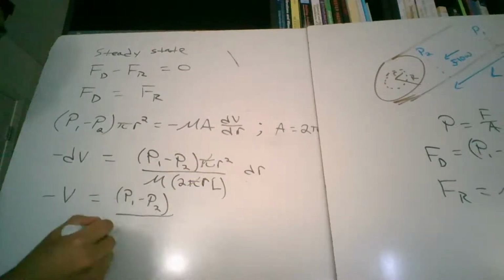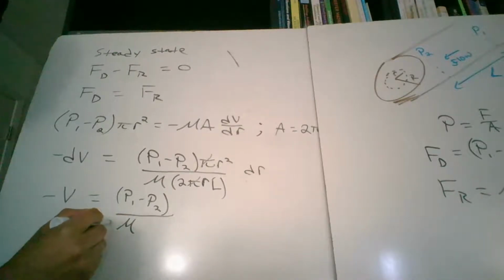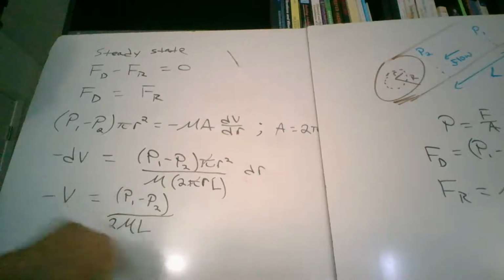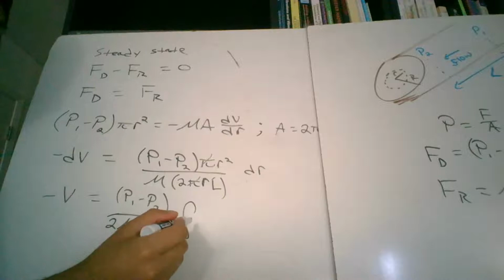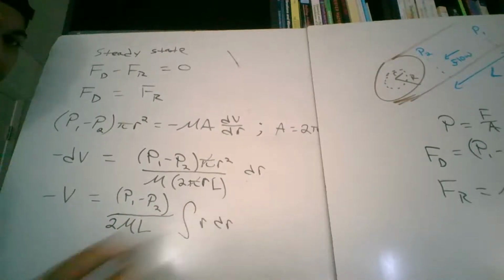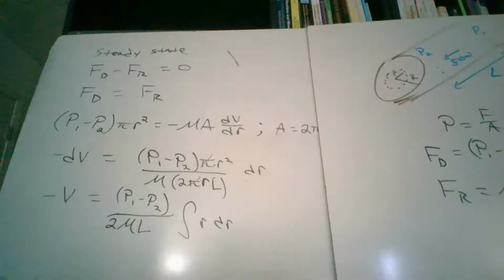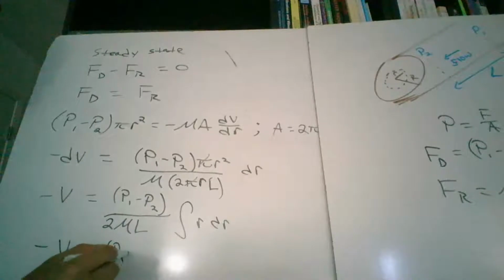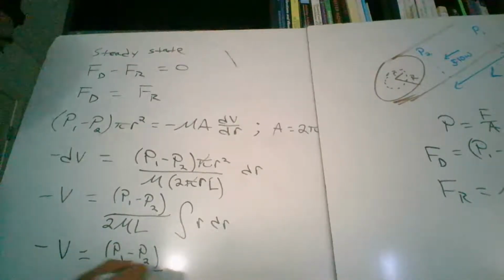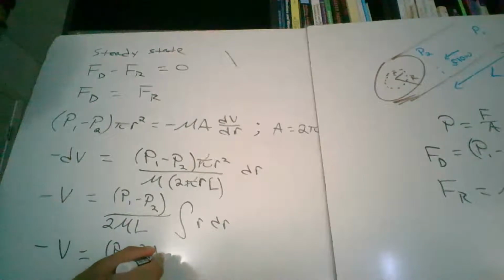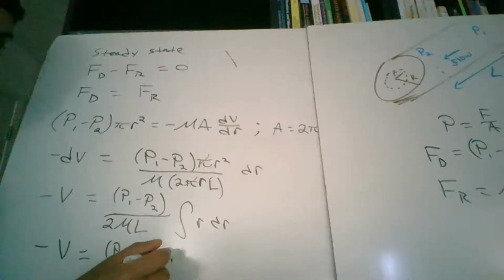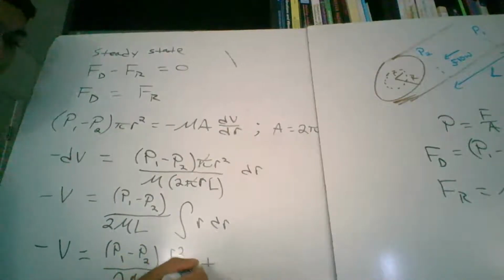And then you get mu times 2 times L. That comes all out of the integral, and what we're left with is r dr, if I did that correctly. So when I integrate this side, all the constants can come out, and this is the integral I'm left with. So what we have here then is negative v is equal to (pressure 1 minus pressure 2) over 2 mu L, multiplied by r squared over 2, and then we're going to add to it plus C.